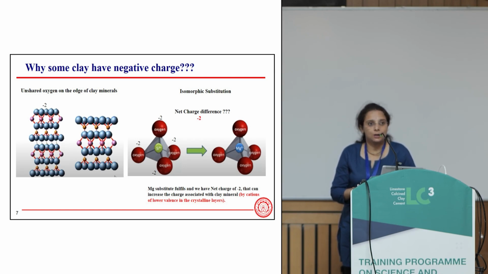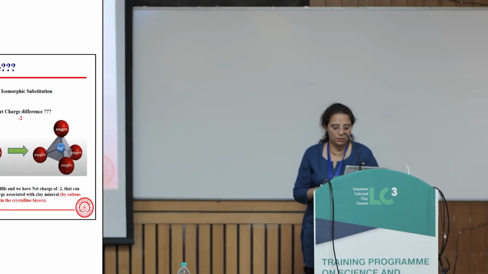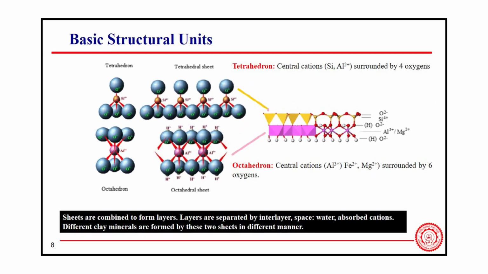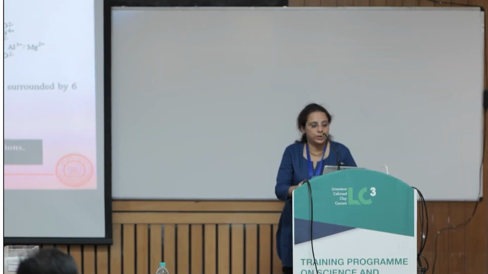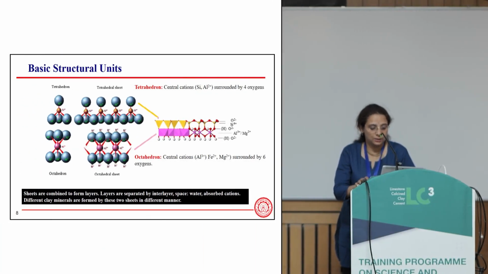If we talk about the tetrahedral structure, sometimes what can happen? The tetrahedral sheet is composed of silica tetrahedra, which have 4 oxygen atoms surrounding them, and sometimes magnesium, a lower valence cation, substitutes for the higher valence cation, which leads to the formation of a net charge of -2. This is the reason why these clays are negative and they imbibe water in their layered structure. This is the basic structural unit for clays, which consists of tetrahedra and octahedra joined together to form tetrahedral and octahedral sheets. Sheets are joined together to form layers, and they are separated by interlayers of cations, anions and water molecules.